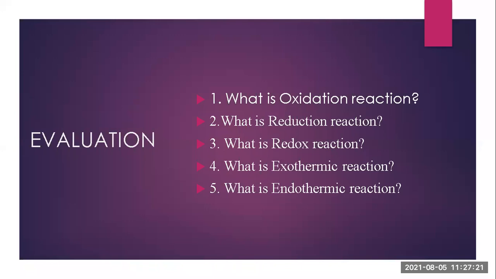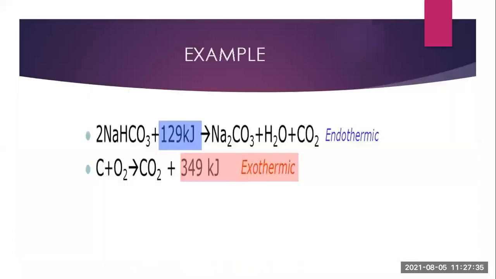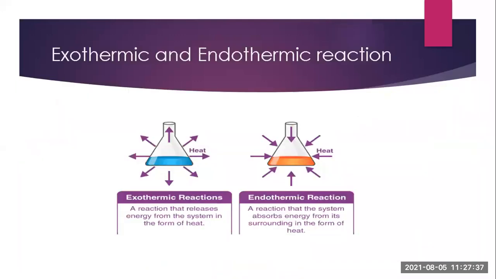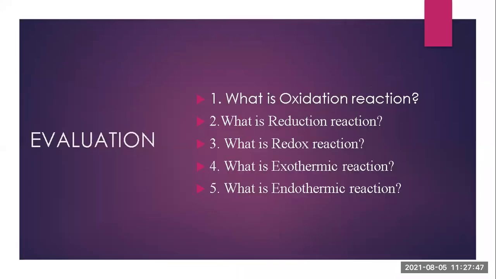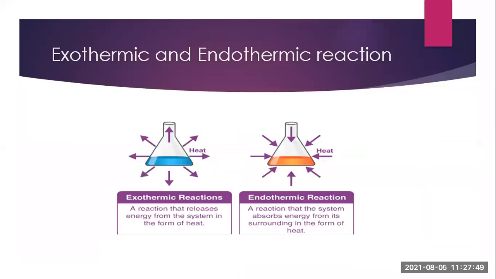Then what do you mean by the redox reaction? A redox reaction is nothing but the reaction where both oxidation and reduction take place. So that reaction will be called a redox reaction. Then what do you mean by the exothermic reaction? Exothermic, which we had already seen just now. An exothermic reaction is a reaction that releases energy from the system in the form of heat. Then next, what do you mean by an endothermic reaction? An endothermic reaction is a reaction in which the system absorbs energy from its surroundings in the form of heat.